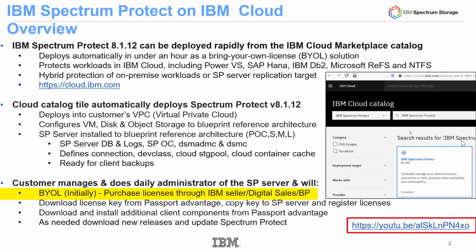And they will also need to bring their own license to this solution, and that license can be purchased through Passport Advantage. And then they'll want to copy a key down to the Spectrum Protect server and register the license inside of the Spectrum Protect server. In addition, if you're going to, for instance, back up SAP HANA or IBM DB2, you'll want to download and install the additional Spectrum Protect client components as well. As new versions of Spectrum Protect become available, it will also be up to the customer to download and install those. I do have a demo of doing this if you want to check out the demo, and I've put the link here that's out on YouTube also.